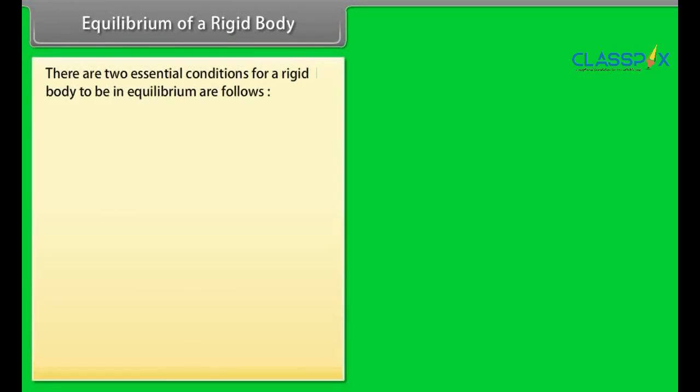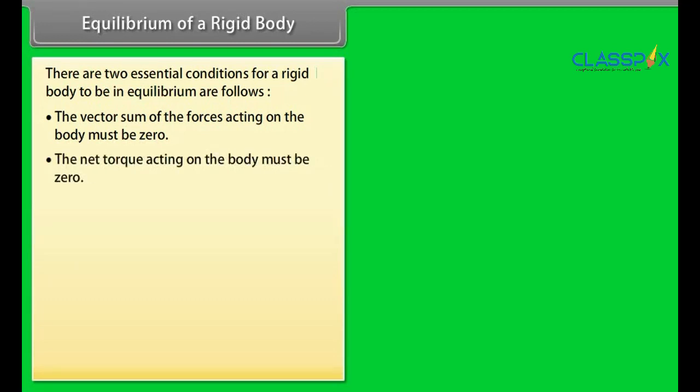Equilibrium of a rigid body. There are two essential conditions for a rigid body to be in equilibrium, as follows. The vector sum of the forces acting on the body must be 0. The net torque acting on the body must be 0.